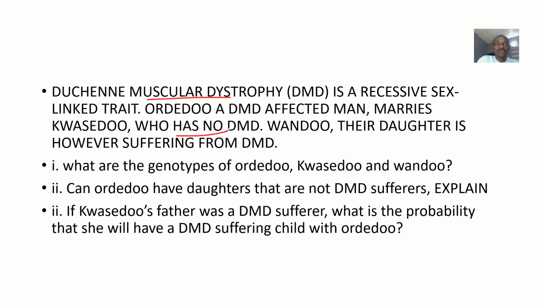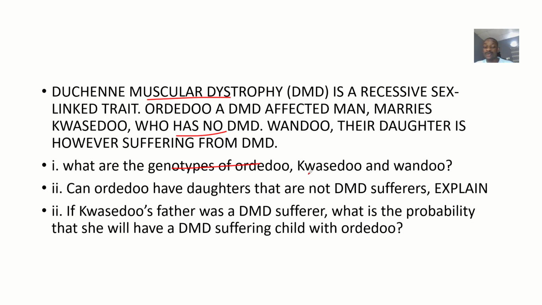They said she had no Duchenne muscular dystrophy, but that doesn't mean she's not a carrier. Their daughter, however, is suffering from Duchenne muscular dystrophy. That's one of the reasons to make you know that the mother was actually a carrier. Question one: what are the genotypes of Odedo, Kwasido, and Wando, their daughter? Question two: can Odedo have daughters that are not Duchenne muscular dystrophy sufferers?